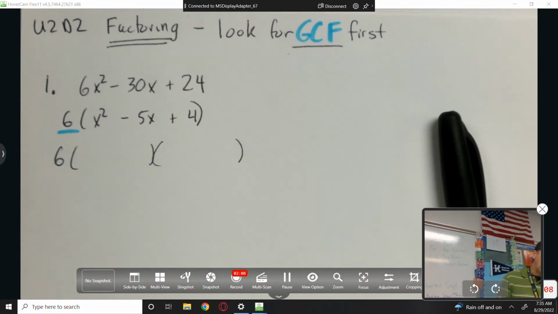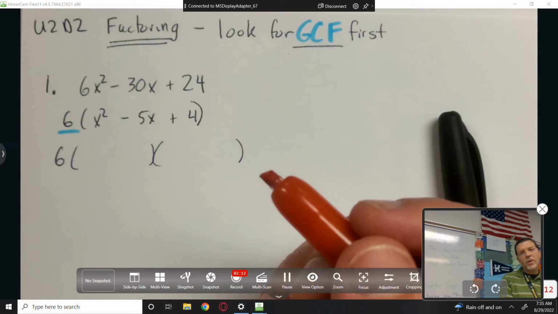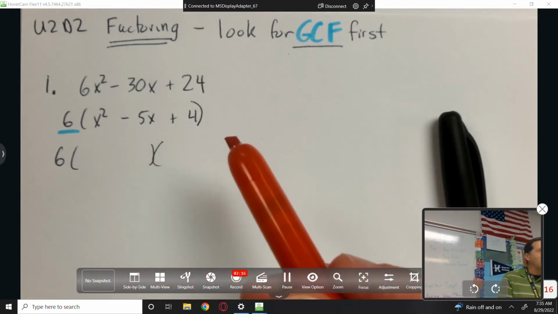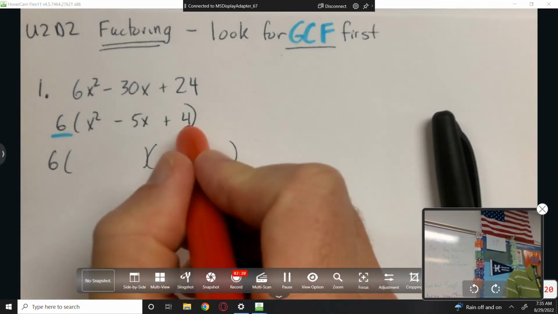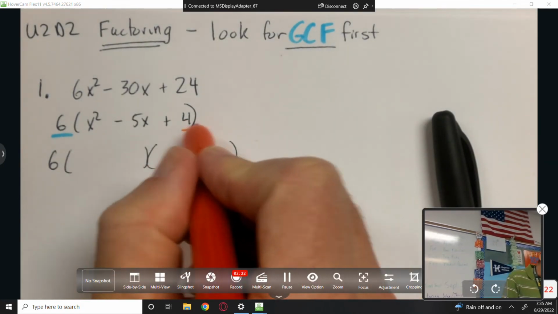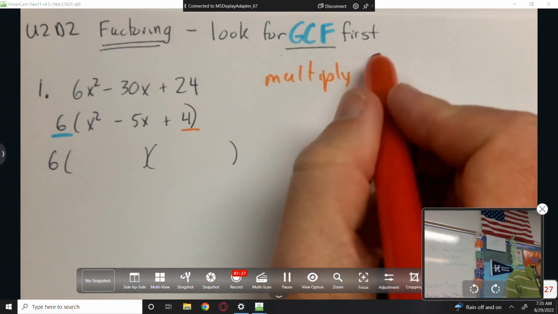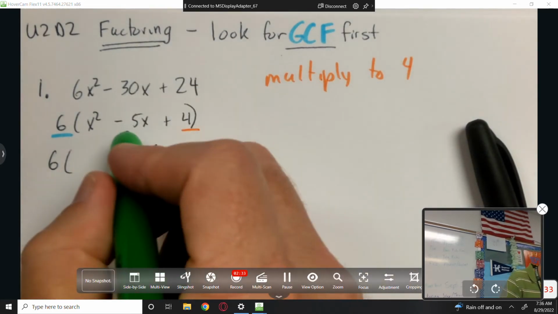All right, how to factor one of these. People teach a gazillion different ways. Maybe you've heard of magic boxes, giant X's. It doesn't matter. They all come down to you need to multiply to that guy and add to that guy.